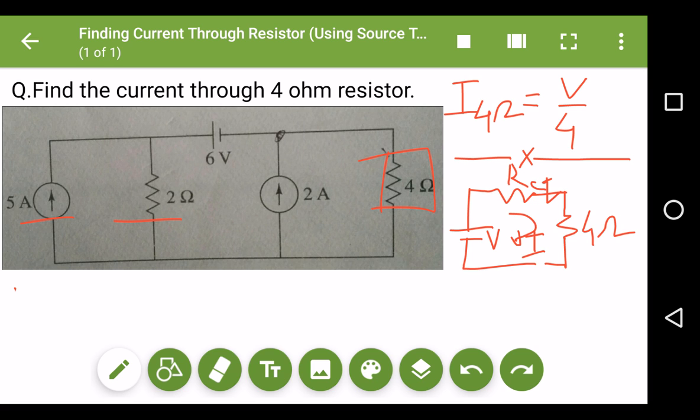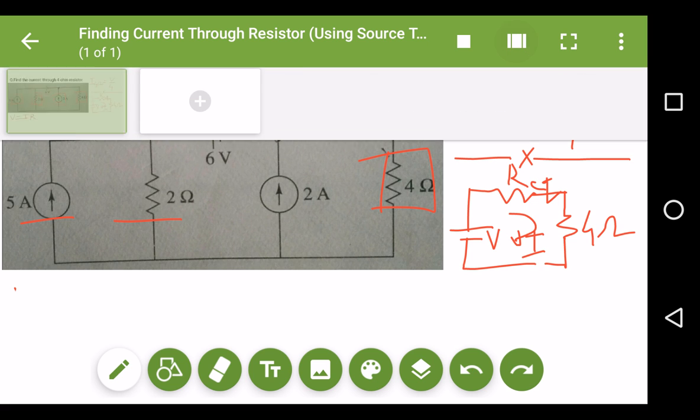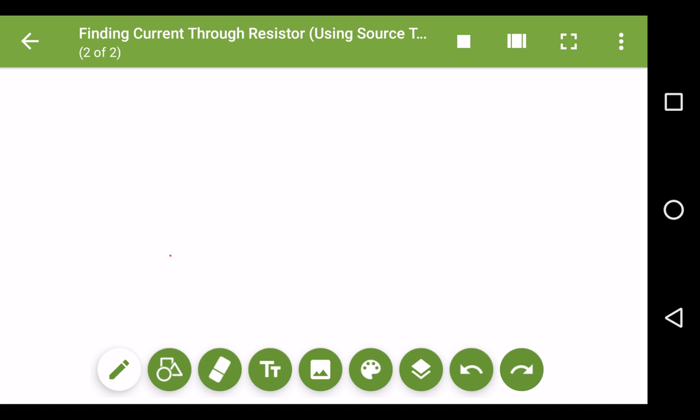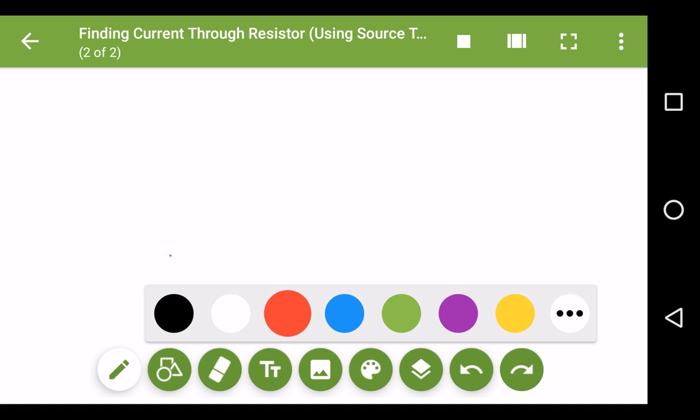So, in short, I will try to simplify the given network as much as possible so I can find my desired value. I will use the source transformation technique first.